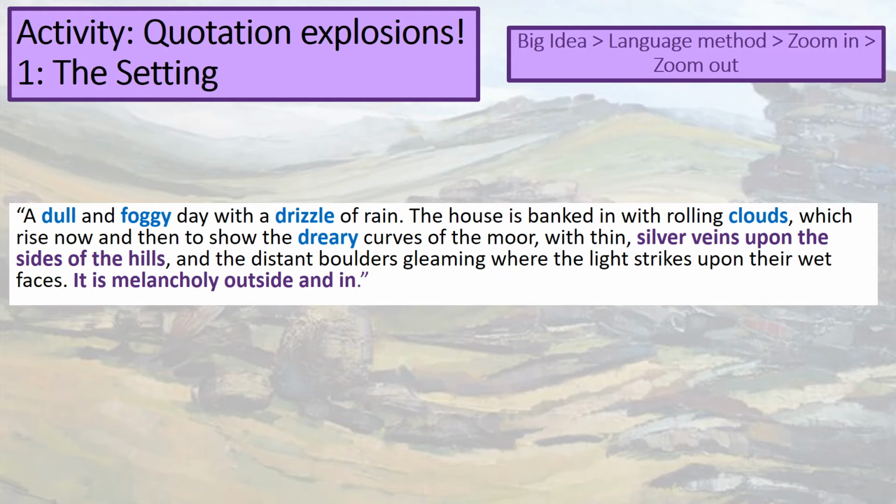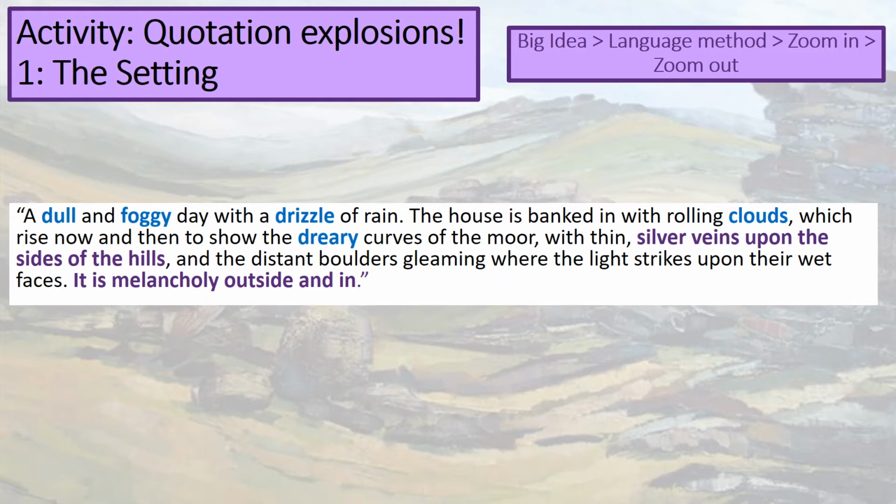Okay, so here are some ideas for how we could explode this particular quotation with the Gothic in mind. So this one was all about the setting. We've got a dull and foggy day with a drizzle of rain. The house is banked in with rolling clouds which rise now and then to show the dreary curves of the moor, with thin silver veins upon the sides of the hills, and the distant boulders gleaming where the light strikes upon their wet faces. It is melancholy outside and in.